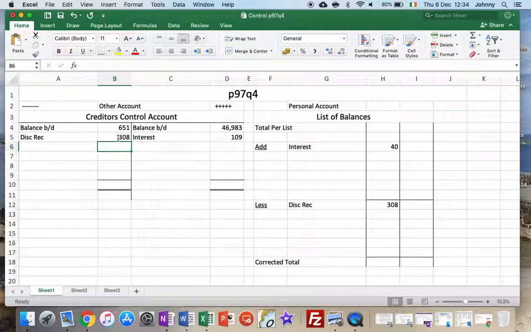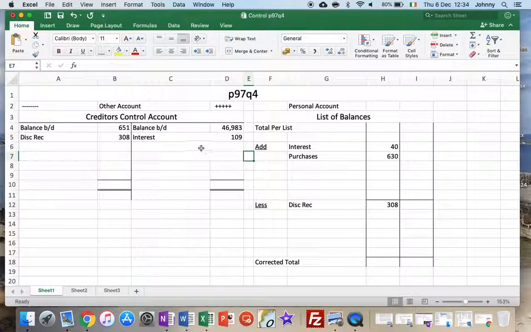So that means it would have gone into the purchase account, which is the other account in this case, and it would have gone into the list of balances as the wrong amount. It went in as too little. So when posting the book to the ledger, no entry made in the personal account. So I've put nothing into the personal account about the fact that 630 is now owed. So I'm going to add 630 in here, and I'm going to call it purchases.